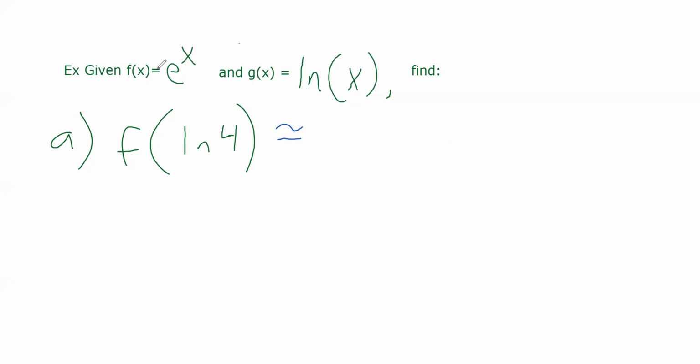So wait a minute. Here's my f function, e to the x. So I want to plug ln 4 in for the x, and it's going to be e to the natural log of 4. Yeah, that's exactly right. We're going to take e and raise it to the natural log of 4. Now, I happen to have a little bit of magic, not literally, but I happen to have a little bit of skill here. And I know this actually is going to come out to exactly 4.